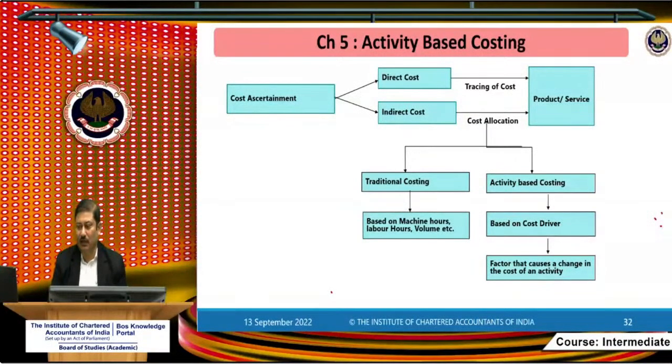When you need to prepare a control account, you have to prepare the ledger. When the examiner asks you to prepare the journal entry, you need to prepare the journal entry.